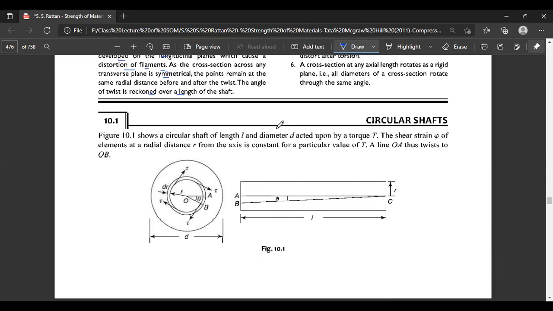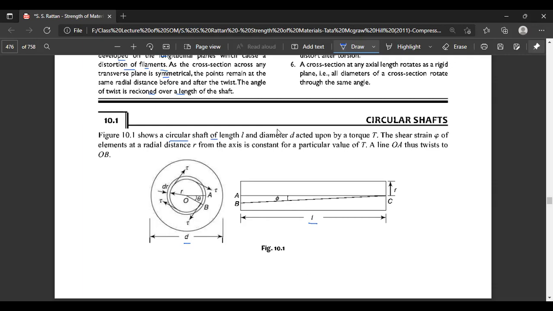But let us go through the torsion equation. Now what is given here? A circular shaft of certain length L and diameter D is given. It is subjected to a torque T. The shear strain phi of the elements at a distance r from the axis is given as follows.